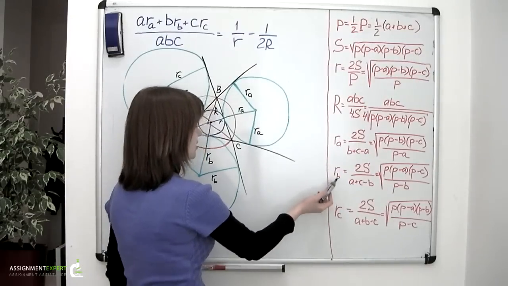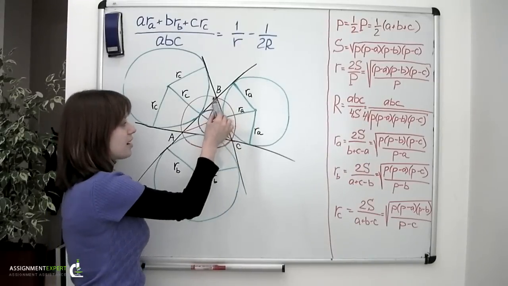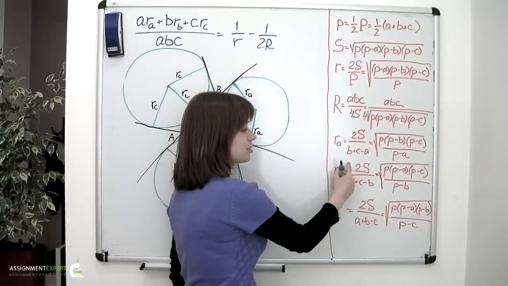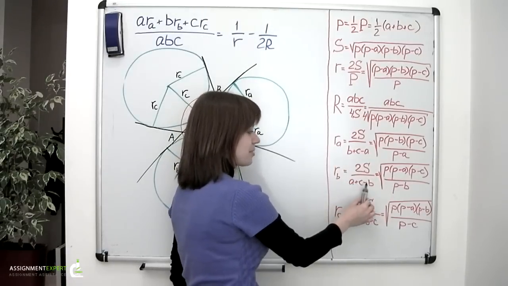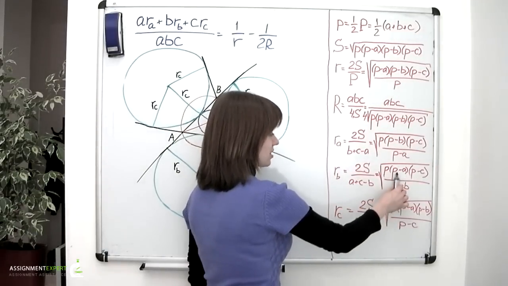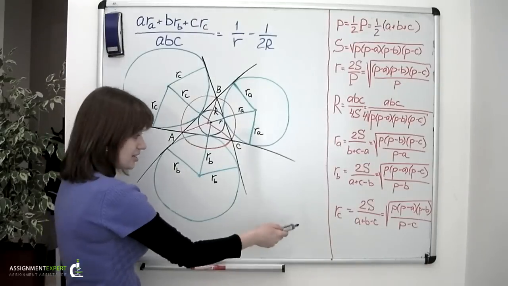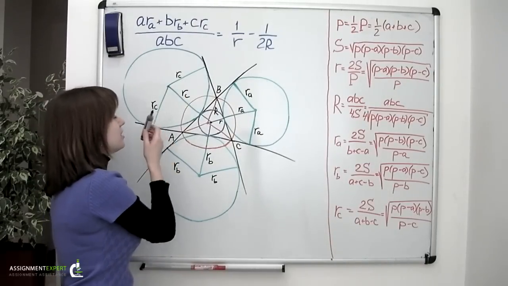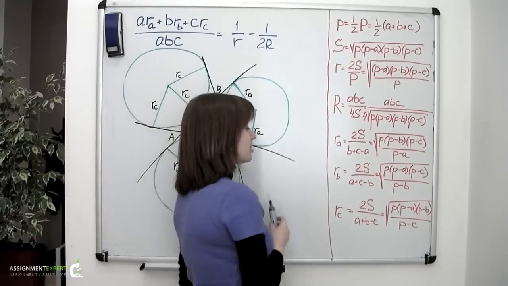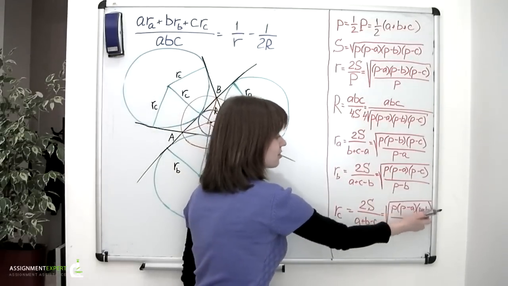Then there is r_b, the exradius of the excircle lying opposite to the angle B of the triangle ABC, and it is calculated by these formulas. So it is 2 times the area divided by (a plus c minus b), or in terms of the semi-perimeter, it goes as the square root of p times (p minus a) times (p minus c) divided by (p minus b). And finally, there is r_c, the exradius of the excircle lying opposite to the angle C of the triangle, which is calculated by these two formulas, again the one involving the area, or the one involving the semi-perimeter.